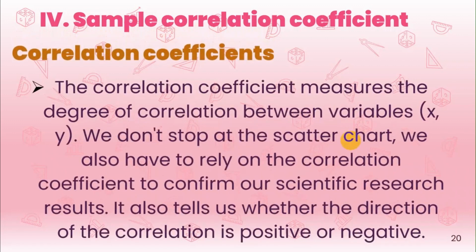The correlation coefficient measures the degree of correlation between variables X and Y. We don't stop at the scatter chart. We also have to rely on the correlation coefficient to confirm our scientific research results. It also tells us whether the direction of the correlation is positive or negative.